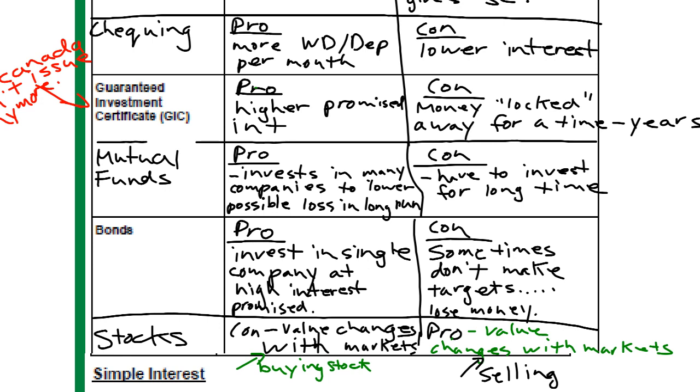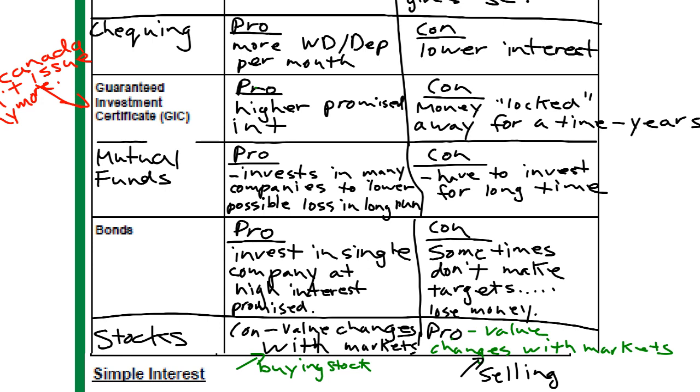The con for stocks is that the value changes with the market. Sometimes the market is doing well and the stock goes up. Sometimes the market is doing badly, or the people that are out there think that the company is doing badly and everybody sells their stocks at a very low rate because they don't want to lose money. And you lose money in that way. The pro is that sometimes some of these companies are making really good products and you end up making lots and lots of money.